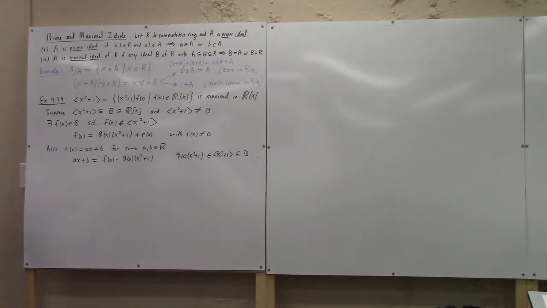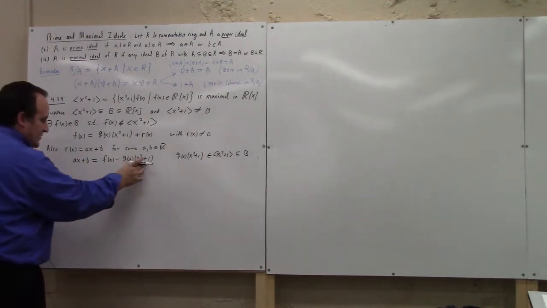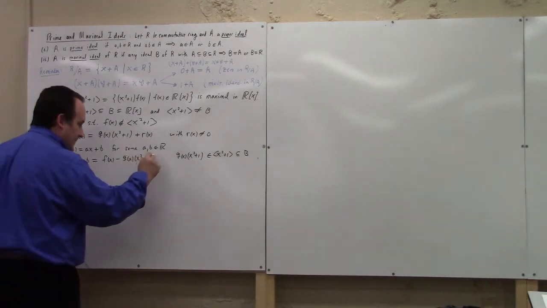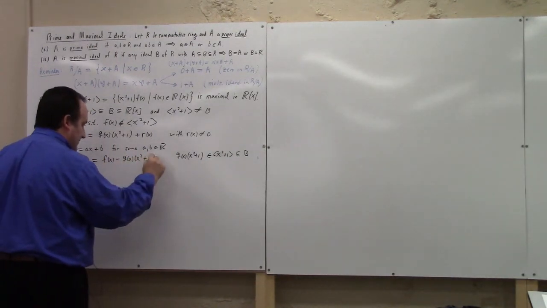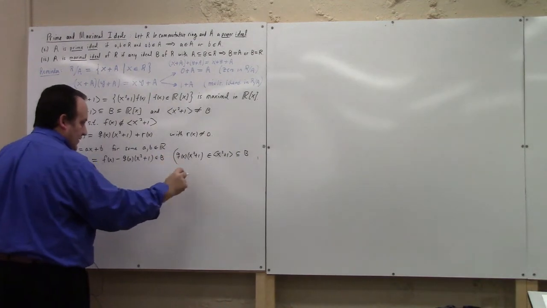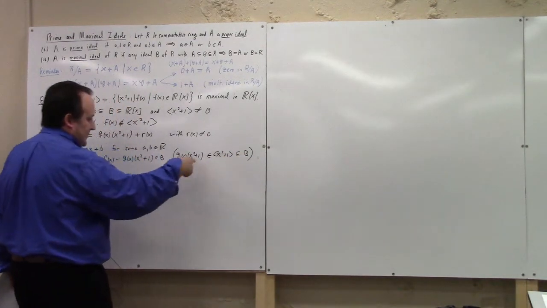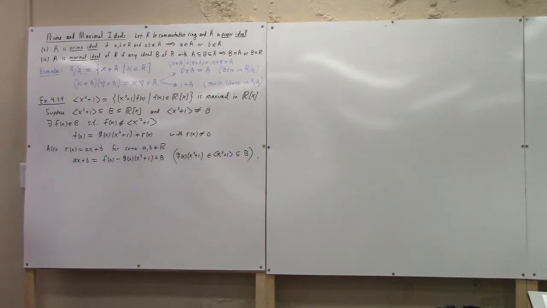So we have f of x is in B, and this is in B. Therefore, this whole difference is, again, in B. So this is the side comment there, okay? So then what?